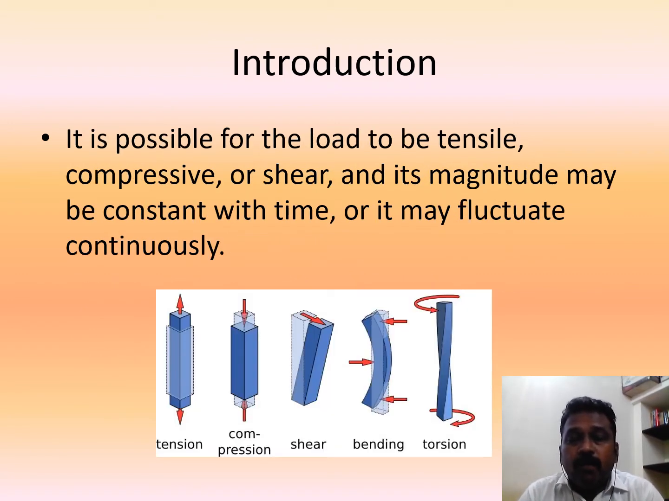What about the load? How are loads classified, or how do loads act on a material? The load could be tensile, compressive, or shear. The magnitude of the load may be constant with time, or it may fluctuate and vary continuously. You can see the diagram: the first shows the load in tension, the second shows the load in compression, as you see from the arrow marks, and then the shear load, the bending load, and the torsion load. These are some types of load that could act on a member.